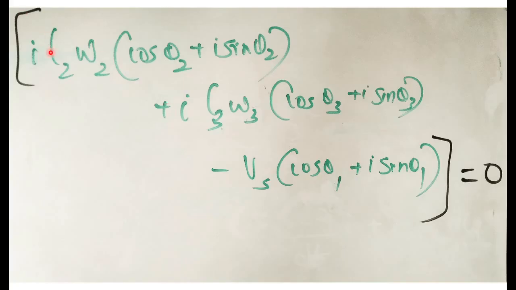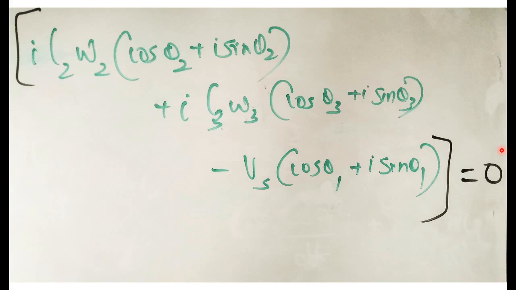That is this equation. You can check whether you wrote it correctly: I L2 omega 2 into cos theta 2 plus I sin theta 2, I L3 omega 3, and minus this. Now what is the next step? After writing this, the next step is to separate the real and imaginary part of this expression.